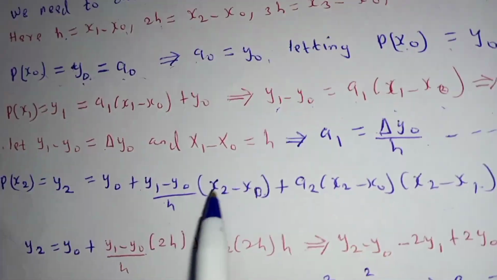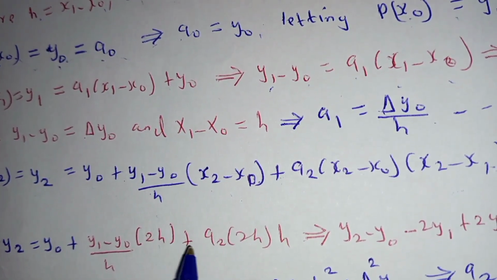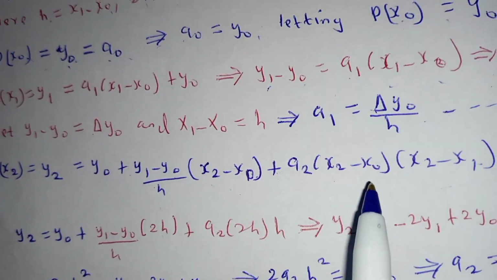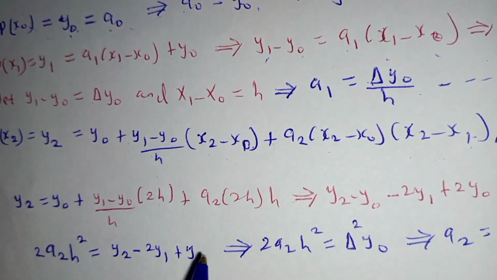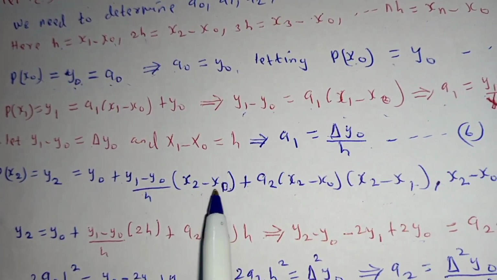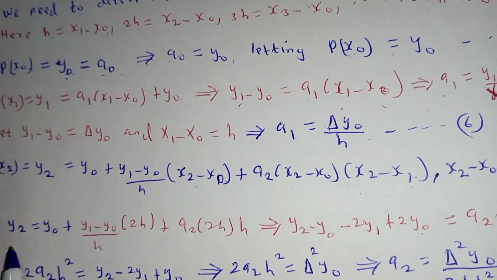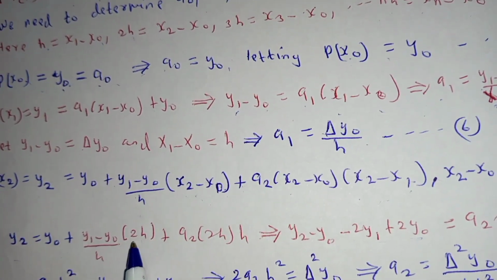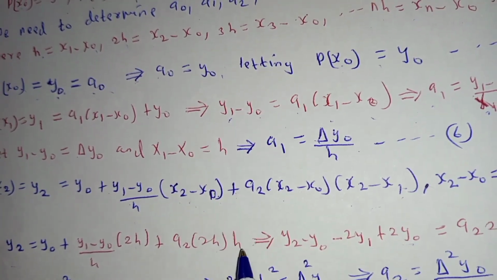So making the substitution here, substituting x2 minus x0 with 2h, and x2 minus x1 with h, we shall obtain the following. Substituting x2 minus x0 with 2h here, we shall have y2 is equal to y0 plus (y1 minus y0) over h multiplied by 2h, where 2h is the value of x2 minus x0, plus a2 multiplied by h.